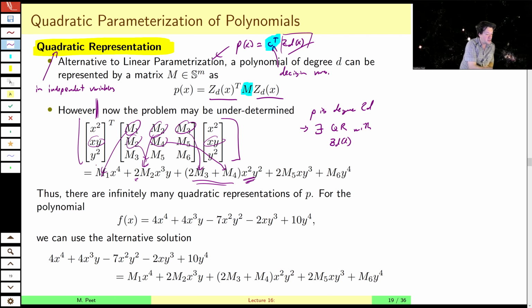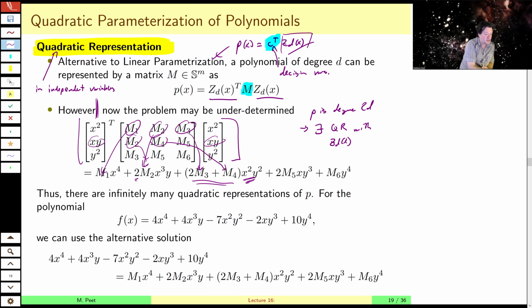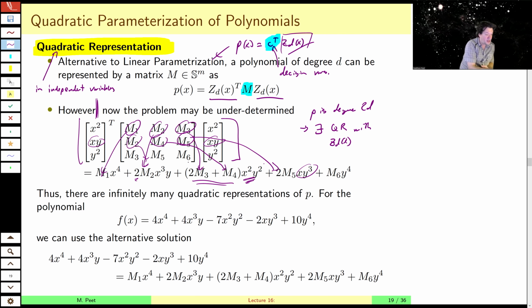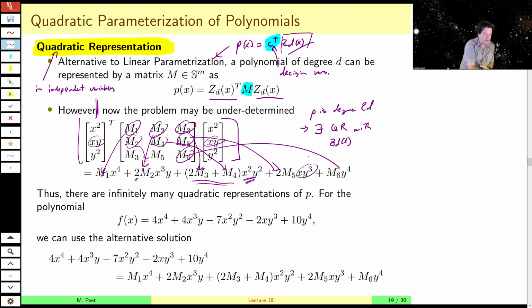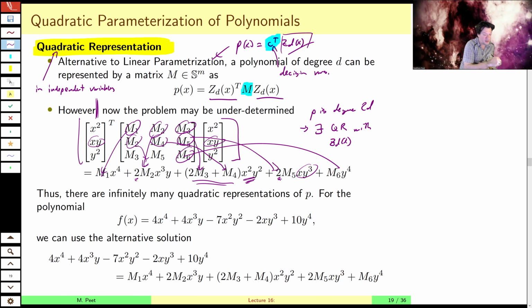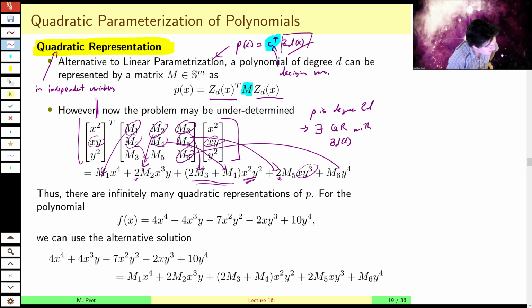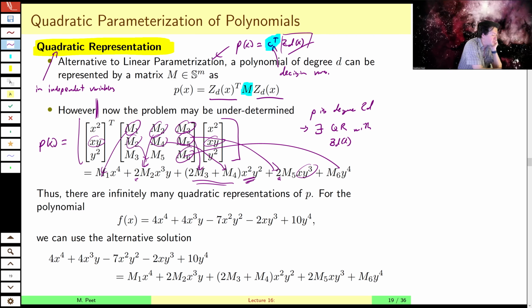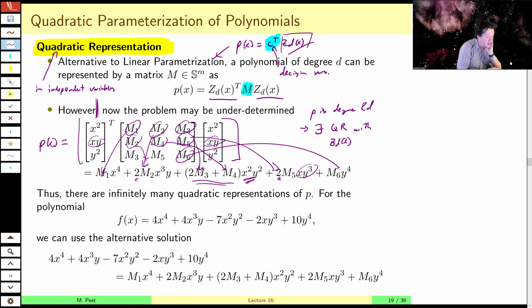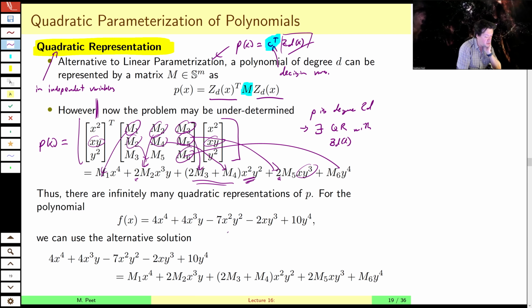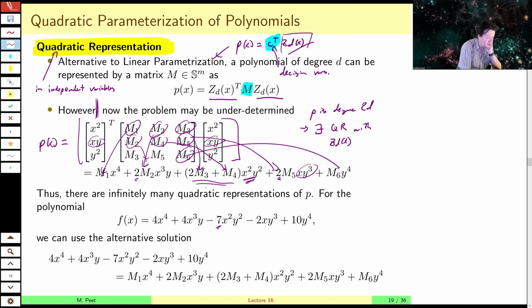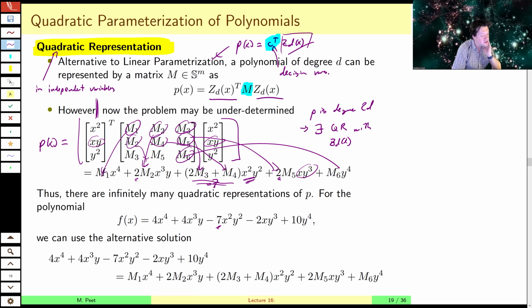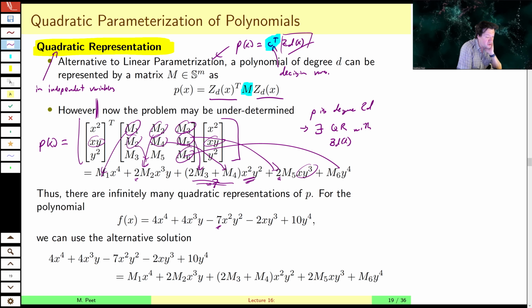The other ones, of course, we've got xy times y squared. That's here, so m5 comes down here. And m6 comes down here. And there are 2 of these, so we get the 2 factor there. But what this says is that if you're looking for a quadratic representation of your polynomial, and you know what it is, say it's got a 7 here, this equals 7. What this means is that there's more than one quadratic representation of that polynomial.